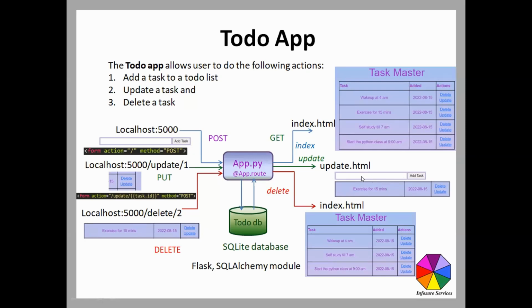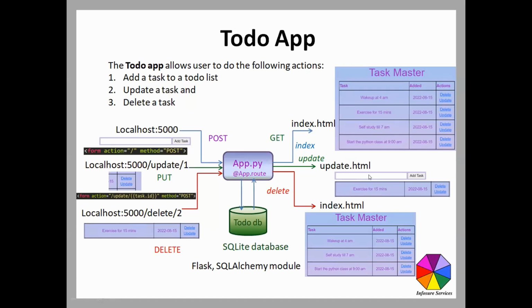It's a separate page. What it does is, when the user clicks on this link, it fetches this text and populates it in this text box. It fetches exercise for 15 minutes. If I click update next to another one, it fetches self-study till 7 a.m. So based on where you clicked, each of these HTML links reading update will fetch its corresponding value and populate it here in this box.